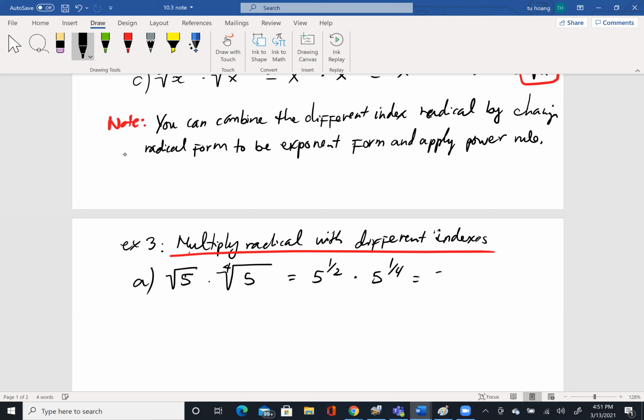So you simply put 5 and then add the different powers, 1/2 plus 1/4, and then you have 5 to the power 3/4. If you want to rewrite it in radical form, it's going to be the fourth root of 5 to the power 3. Both of these should be okay for the answer.